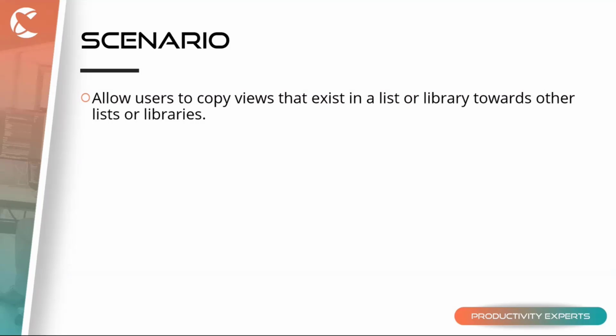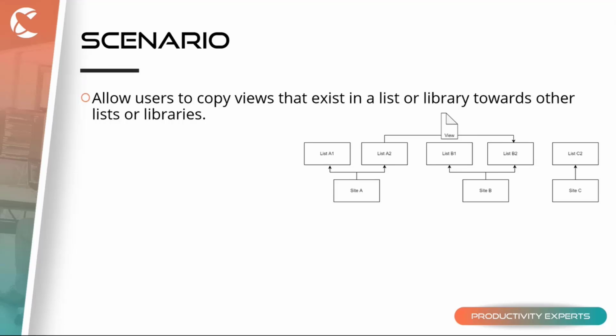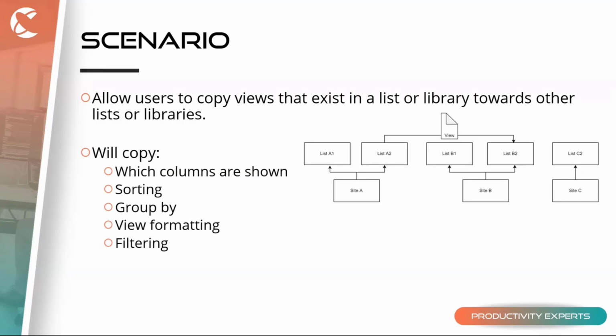So if you are a user and you have changed a single view, you would like to be able to copy that view and get your changes on the other lists as well. So the question was what it will copy. Well, it will copy which columns are visible. It will copy sorting mechanisms, grouping by group by. It will copy view formatting. It will copy filtering, stuff like that.